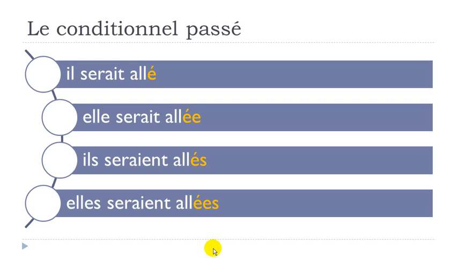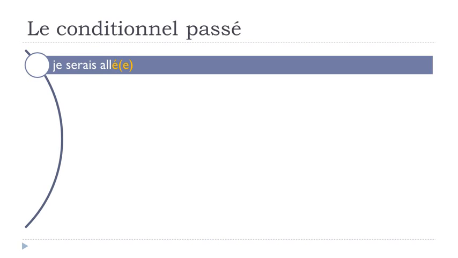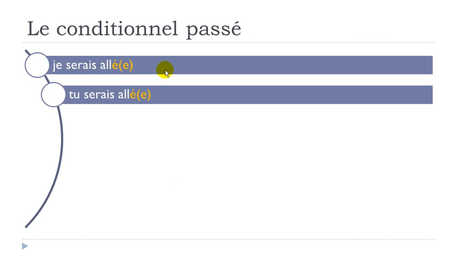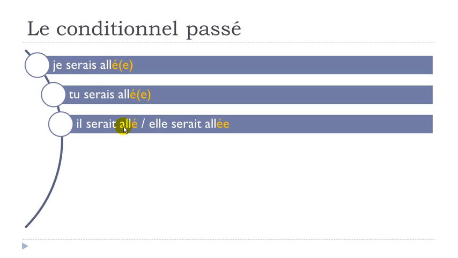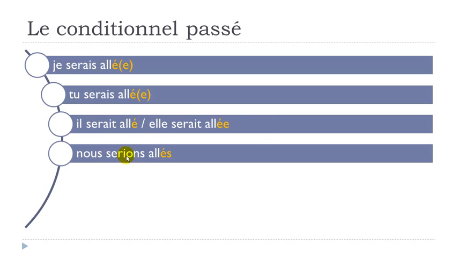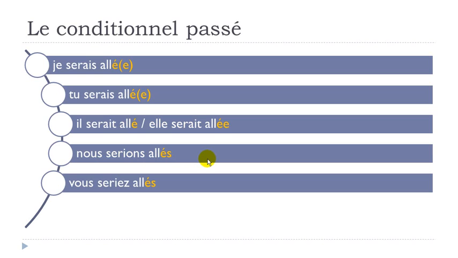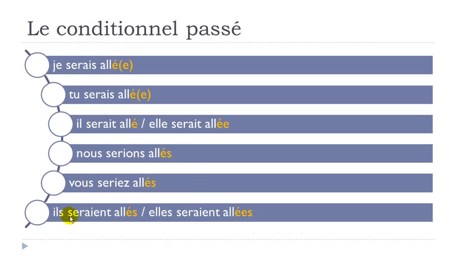Okay? So let's see now the full thing. So je serais allé. Okay? And then if you want to make the liaison, it would be more beautiful. Je serais allé. Tu serais allé. Il serait allé, elle serait allée. Nous serions allés. Vous seriez allé. Ils seraient allés, elles seraient allées. All right, so that's it.